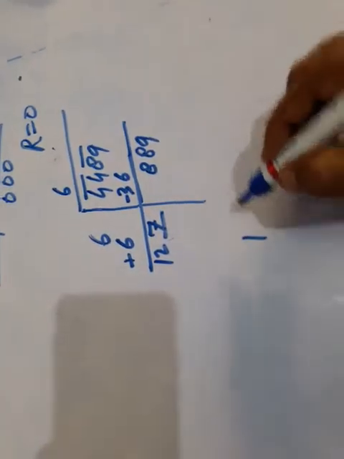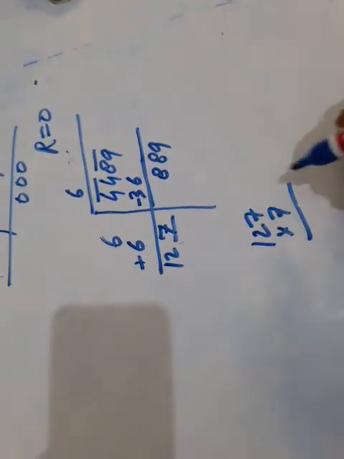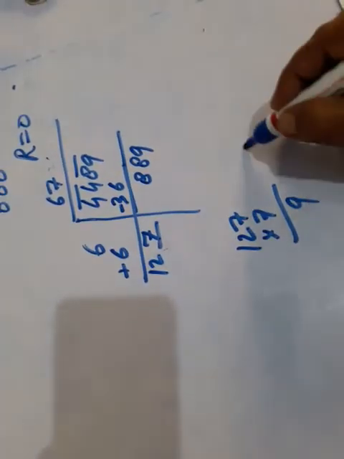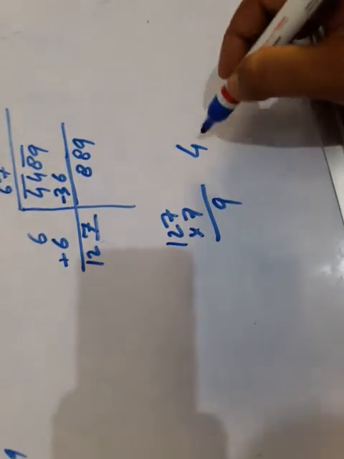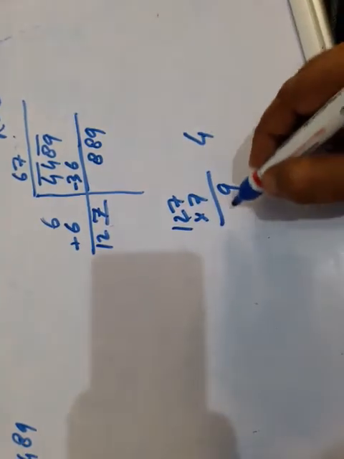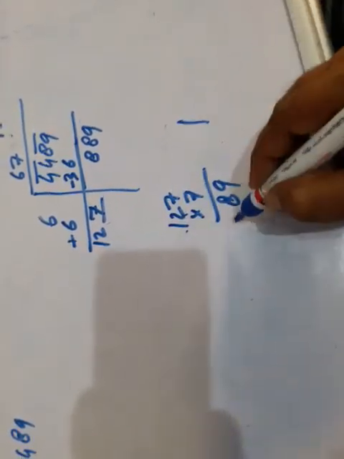Now the number became 127, multiplied by 7. I put 7, 7 sevens are 49, and 4 is carry over. 7 twos are 14, 14 and 4, that is 18. Now 1 is carry over, 7 ones are 7 and 1 is 8, that is 889.